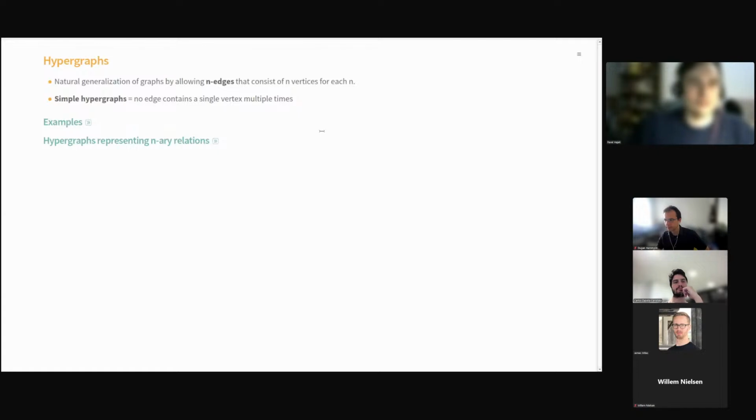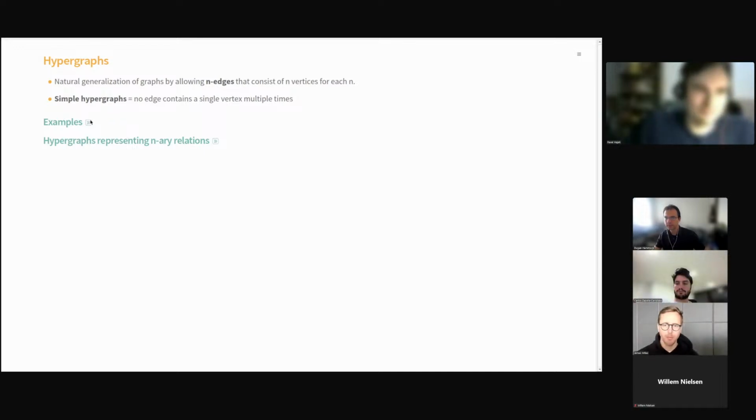Yes. So for those of you who are seeing hypergraphs for the first time, hypergraphs are a natural generalization of graphs that allow n-edges, which are edges that consist of n vertices for each n. A special case of these hypergraphs, which are nice to visualize, are the so-called simple hypergraphs, where no edge contains a single vertex multiple times. So edges are subsets of n elements of the set of vertices.